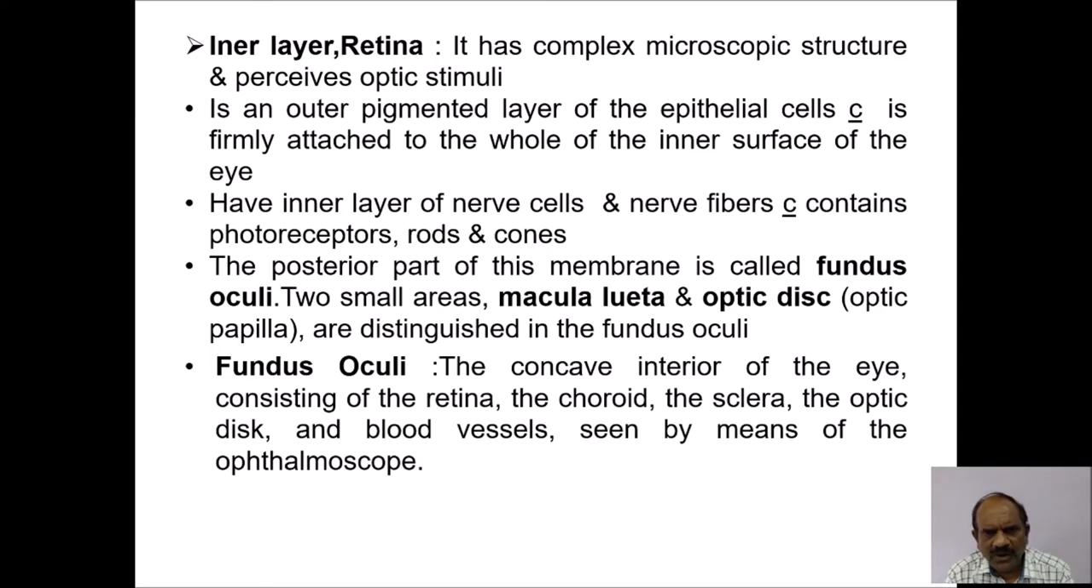The posterior part of this membrane is called the fundus oculi. You will find two small areas, the macula lutea and the optic disc or optic papilla, distinguished in the fundus oculi. Now, what is this fundus oculi? It is the concave interior of the eye consisting of the retina, the choroid, the sclera, the optic disc and blood vessels, seen by means of the ophthalmoscope.